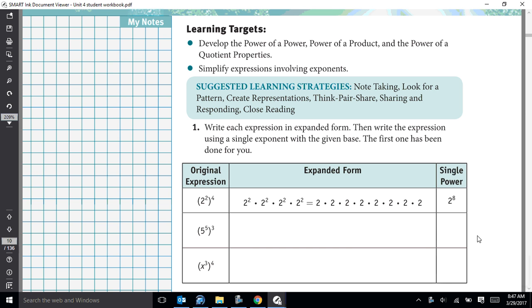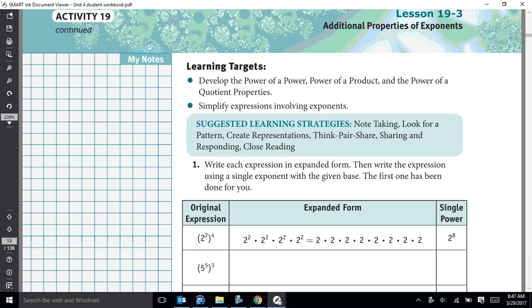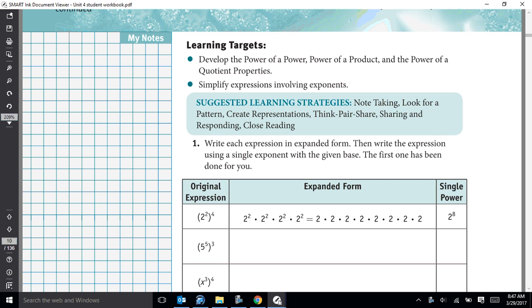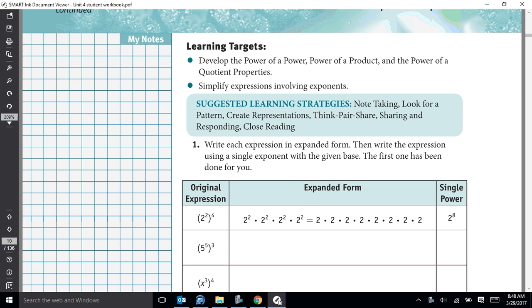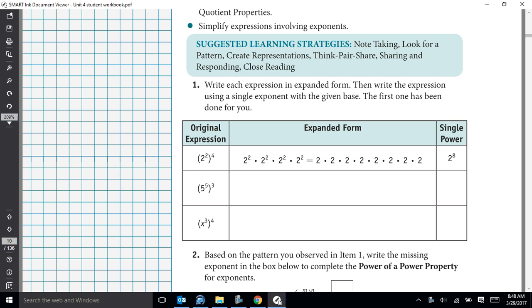All right, so in 19.3, we're going to look at additional properties of exponents. Our goals today: develop the power of a power, power of a product, and power of a quotient properties, and simplify expressions using exponents.